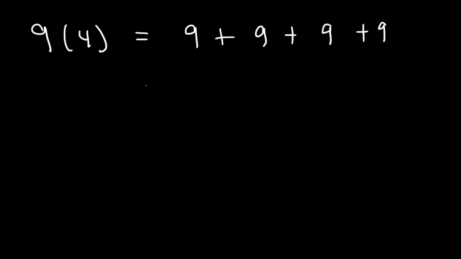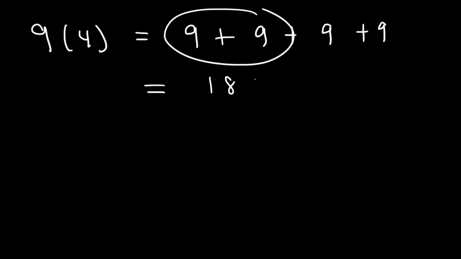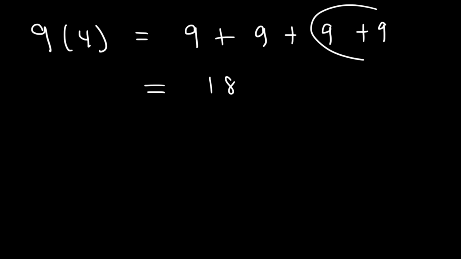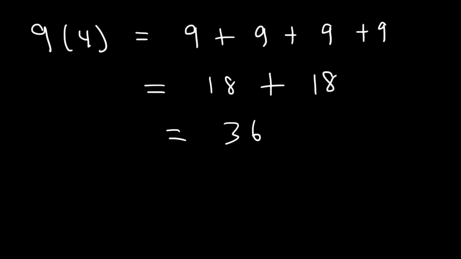Let's work on another example. What's 9 times 4? 9 times 4 is equivalent to adding 9 four times. 9 plus 9 is 18. So these two 9s add up to 18, and the other two 9s add up to 18 as well. And 18 plus 18 is 36. So therefore, 9 times 4 is 36.